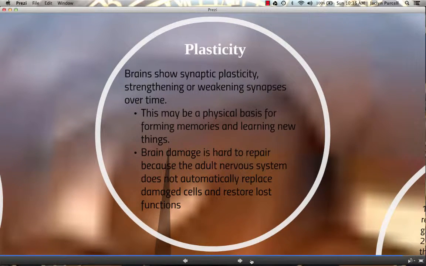The brain shows synaptic plasticity, or strengthening or weakening of synapses over time. This may be the physical basis for forming memories and learning new things. Brain damage is hard to repair because the adult nervous system does not automatically replace damaged cells and restore lost functions. A number of surgical techniques have tried to help damaged central nervous systems.